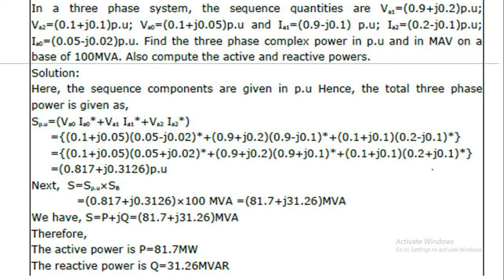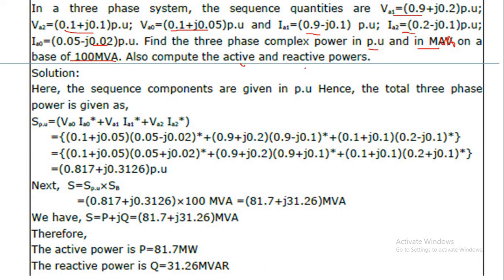Next, in a three-phase system, the sequence quantities are given: VA1, that is the positive sequence, the negative sequence and the zero sequence, and the positive sequence current, negative sequence current and zero sequence current. Find the three-phase complex power in per unit and in MVA, on a base of 100 MVA. They have given the base values, no need to calculate base values. Also compute active and reactive powers.